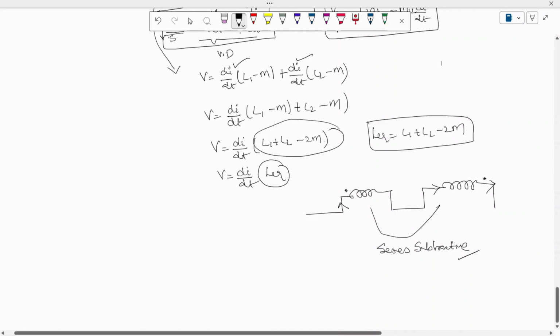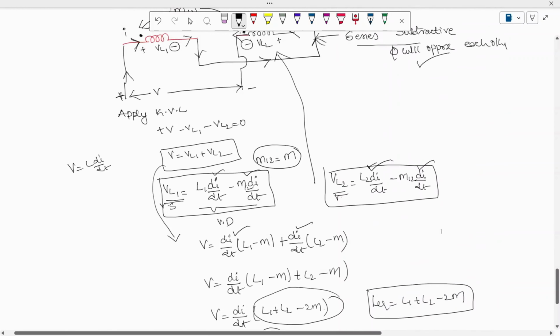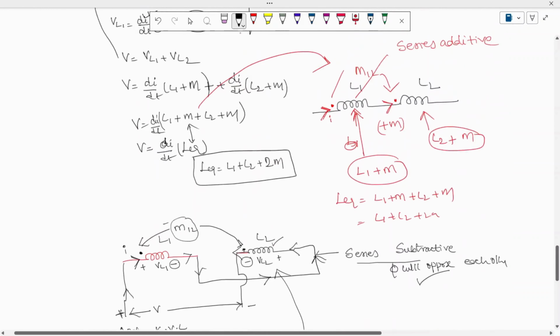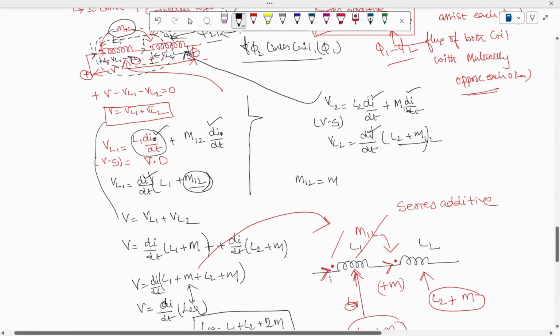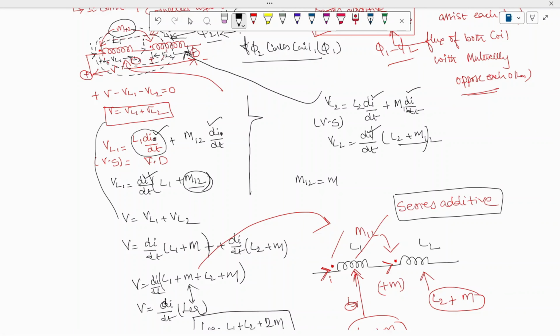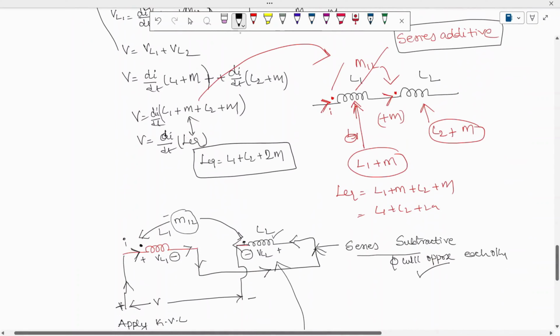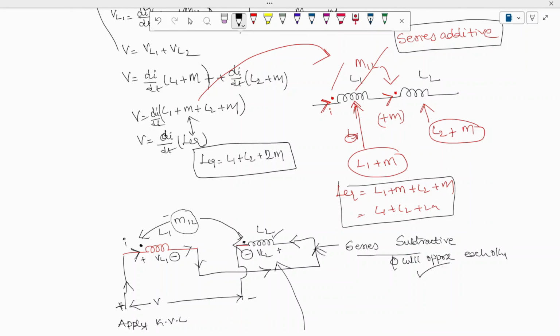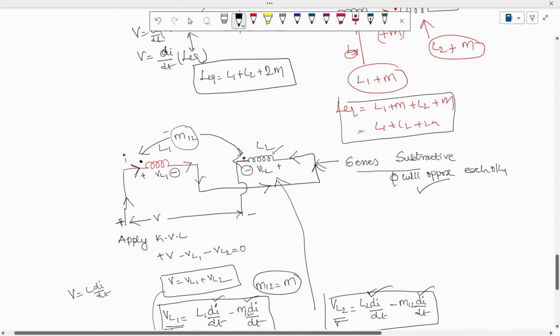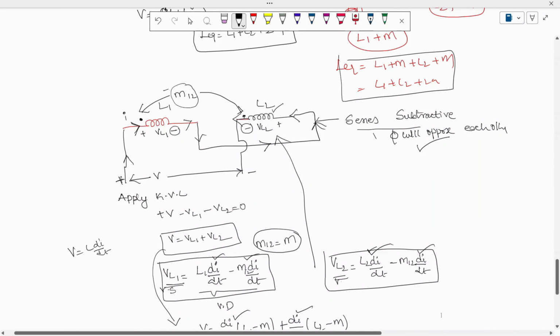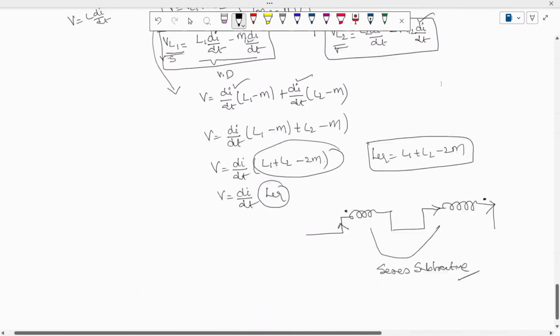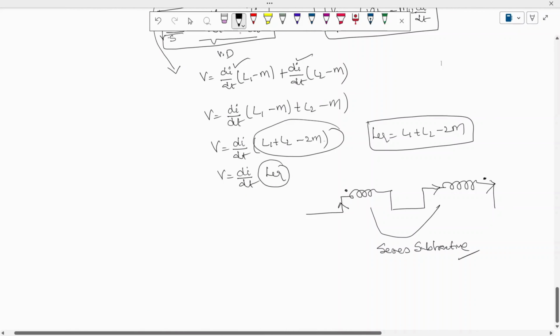Therefore, two types of connections are possible in series connection. One is called series additive. Series additive means current should be entering at the dots, and therefore L equivalent is L1 plus L2 plus 2M. It's an addition of self and mutual inductance. In series subtractive, current enters one dot and current leaves another dot, which is called series subtractive. Therefore, the L equivalent is L1 plus L2 minus 2M.